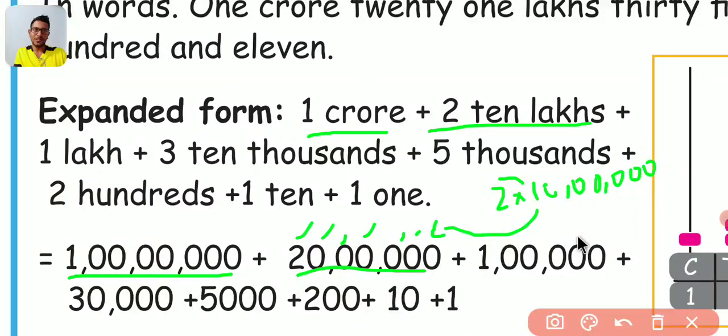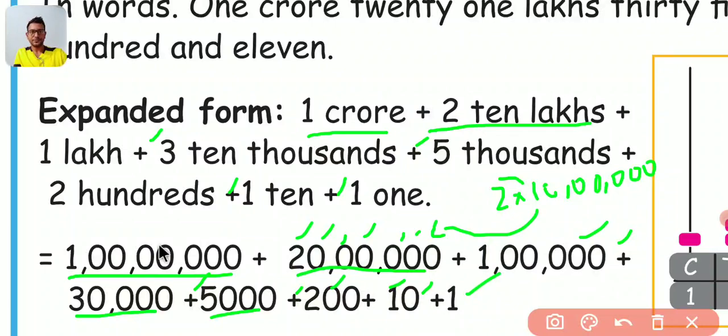Then 1 lakh means 1 lakh. You just write 1 lakh and plus. Okay, this is the plus symbol. And 3 ten thousand, 3 ten thousand is 30 thousand. And you put a plus symbol. And 5,000 means this 5,000, okay. And you put a plus 200 and plus 10, plus 1, okay. This is the expanded form.